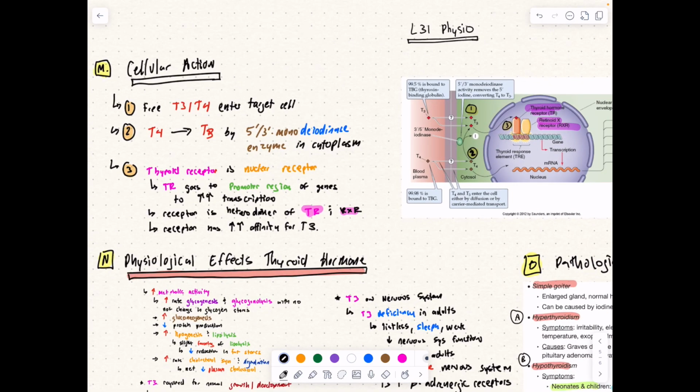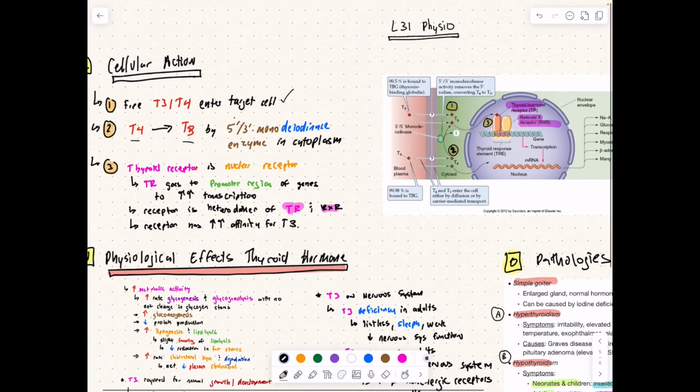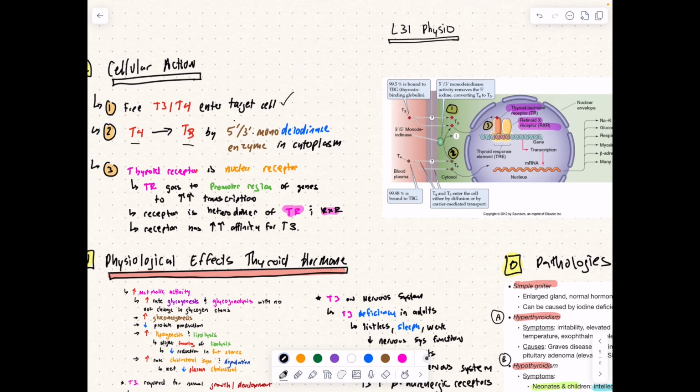All right, so then cellular action, what does this actually do? It enters the target cell. T4 is cleaved to T3 by 5'-monodeiodinase enzyme. All right, well, that makes sense because you need to get rid of an iodine. And so you have that occurring here. So T3 coming in, T4 coming in, T4 being converted into T3 by monodeiodinase.